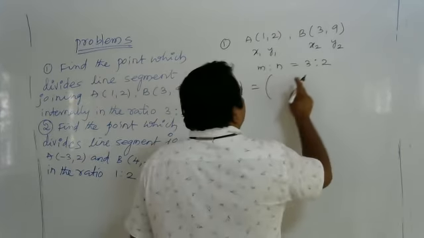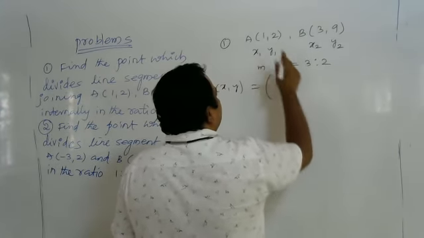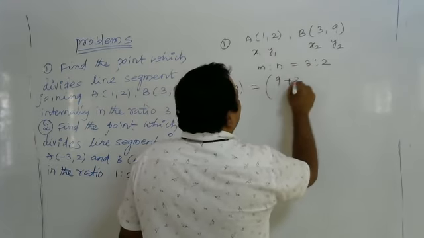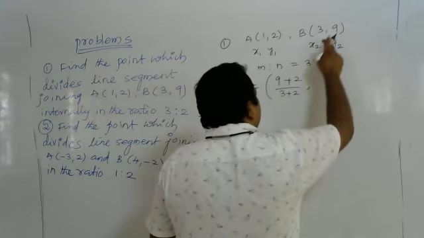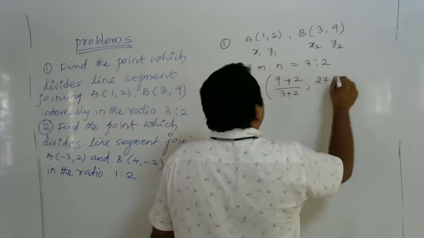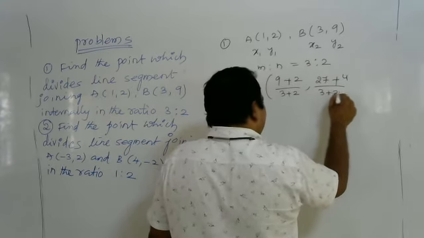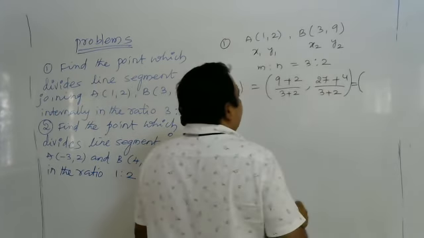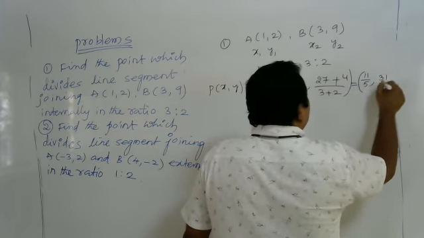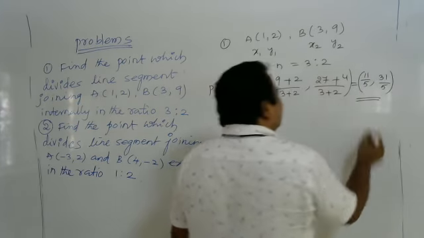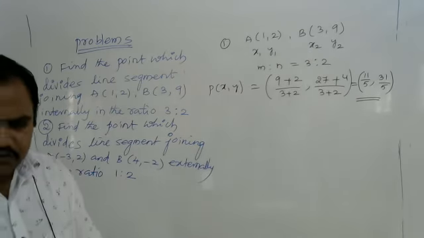M into x2, so 3 into 3, 9, plus n into x1, 2, divided by 3 plus 2. M into y2, 3 9s are 27, plus 2 2s are 4, by 3 plus 2. So 11 by 5, comma 31 by 5. Very good.